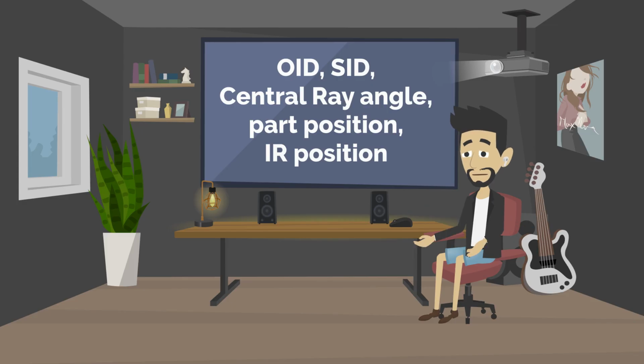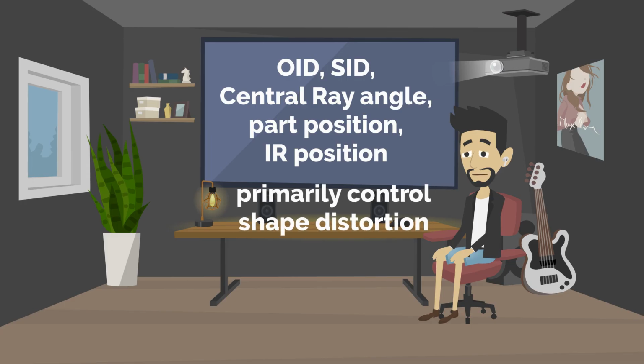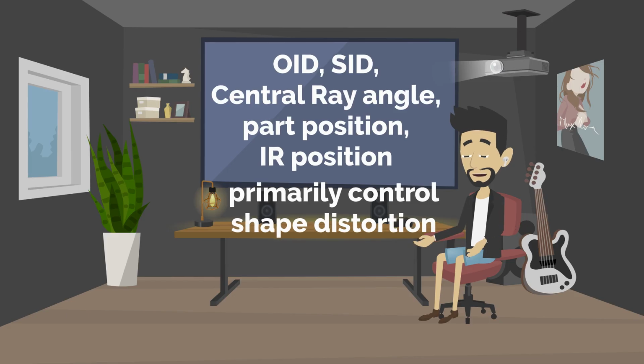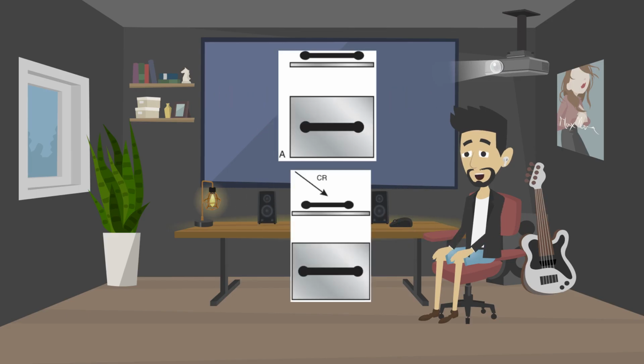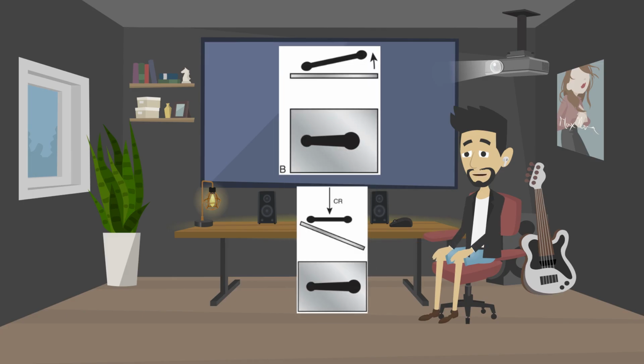For these reasons, effort needs to be made to position the patient so that the object of clinical interest is as parallel to the IR as possible. As you can see on this image, the black line is parallel to the gray IR, and the black line looks the same. Now in this image, the black line is angled and the shape is distorted, shown here.